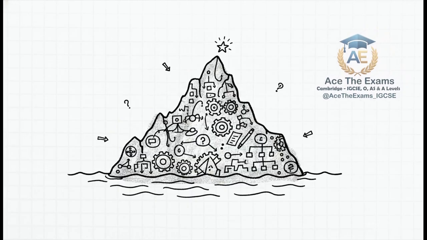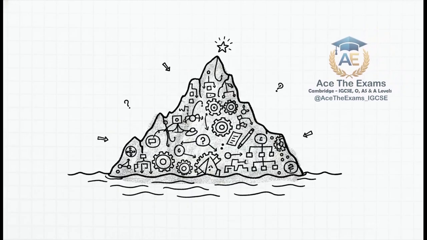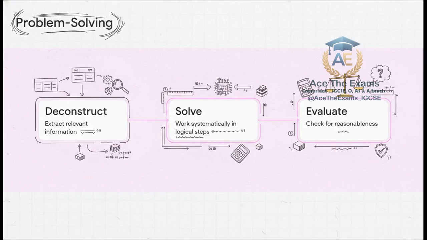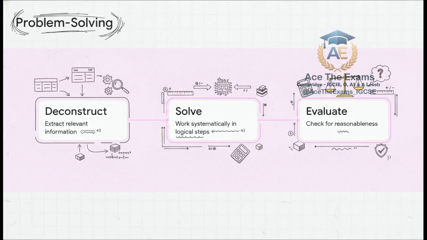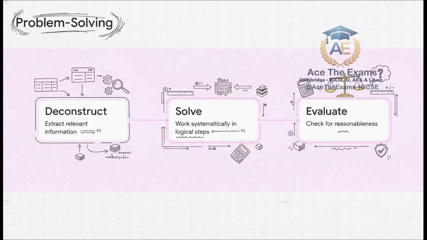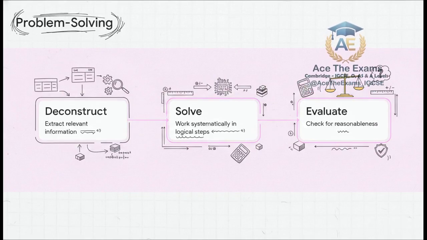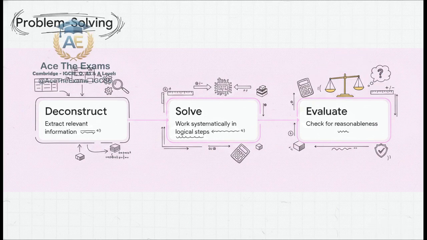The method itself is where the bulk of your marks are actually hiding. So how do we actually capture those method marks? Well, your problem solving must follow this precise 3-step procedural framework. First, you deconstruct the given information. You extract the relevant data from the texts and tables they give you.